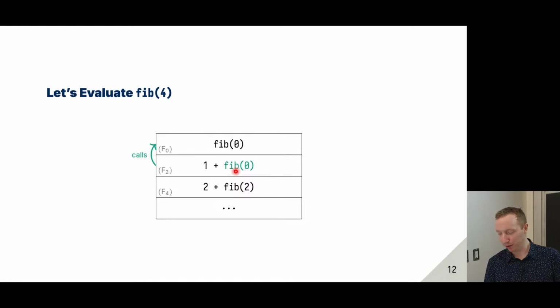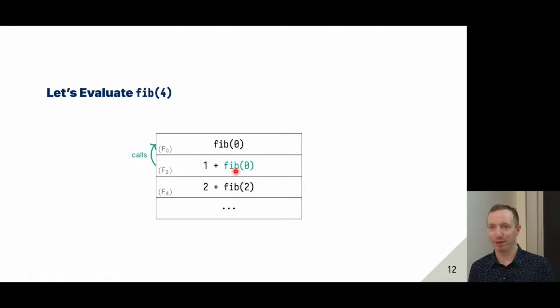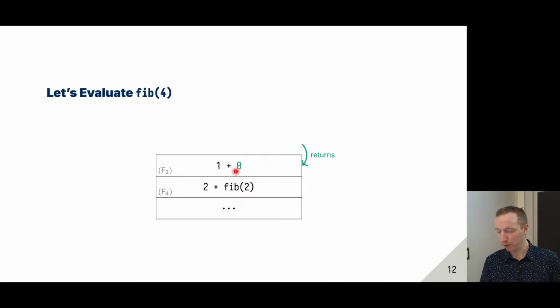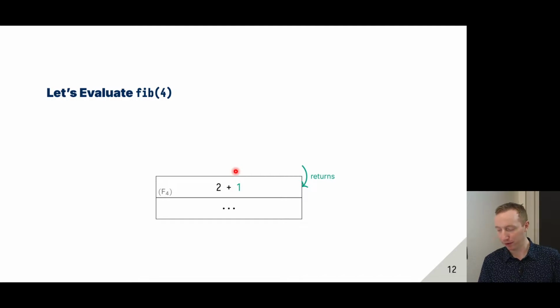Now we have to figure out what fib of 0 is again. Fib of 0, that's another function call. That goes to the base case. Mercifully, we know it's a 0. Then it would return, and now fib of 2 is done. So we get 1, and that returns. Now we can finally figure out the fourth Fibonacci number, which is 2 plus 1, which is 3. Yay! Wasn't that fun?